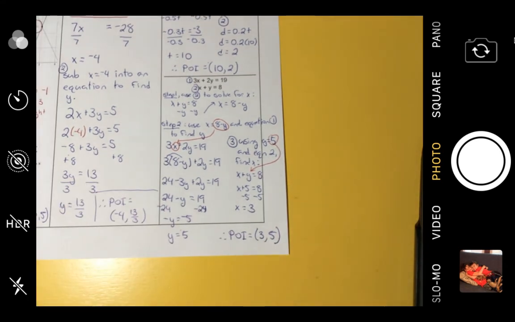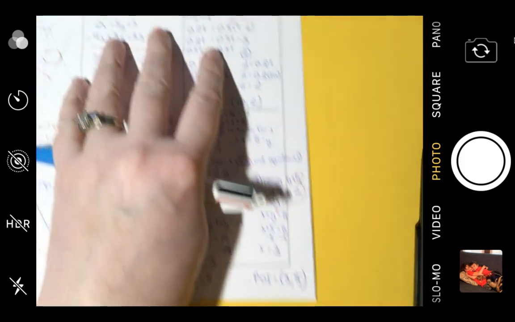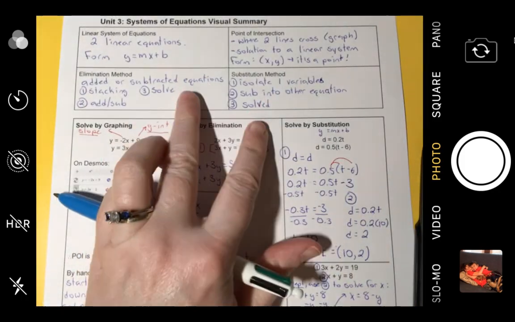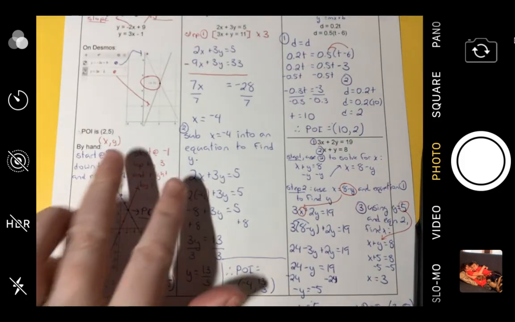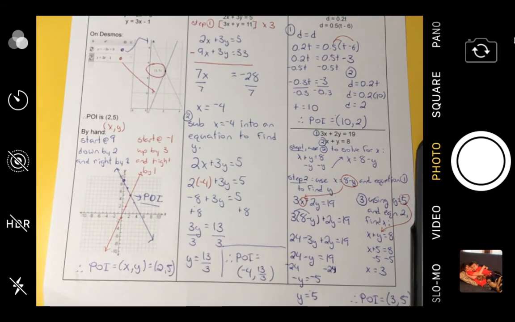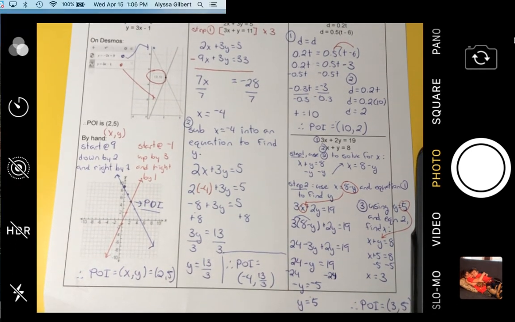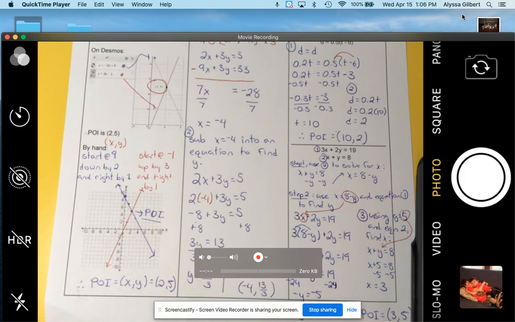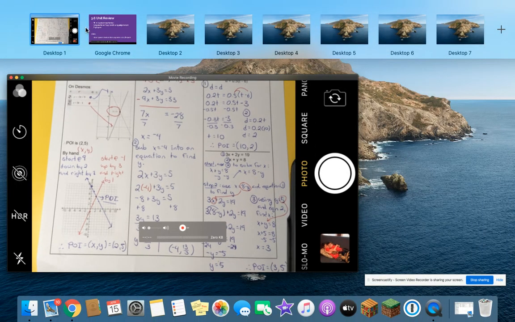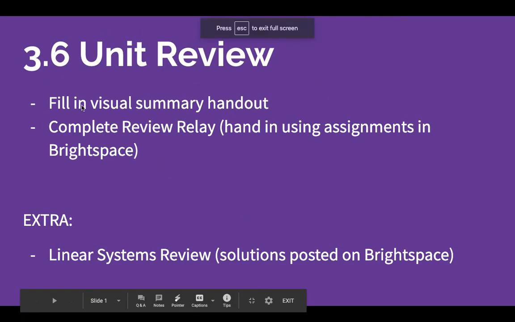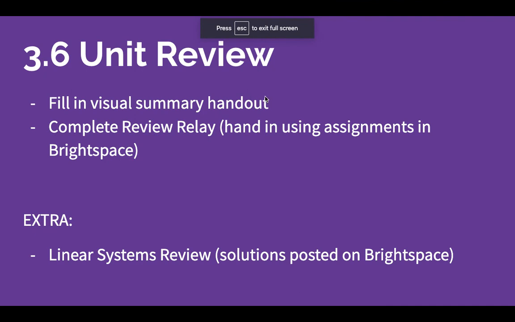Okay, so I'm going to take a picture of this whole thing, and I am going to put it up on the Brightspace page so you guys can see it. Please let me know if you have any questions. I am just going to go back to here. So there we filled in the visual summary of the unit.